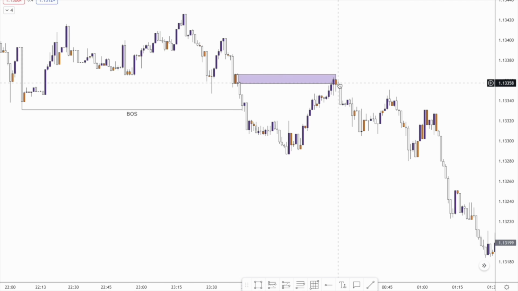So this one here, not too interested in this area, even though we did get some kind of mitigation there, but it's not very impulsive compared to this example.